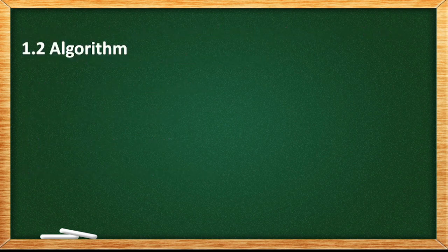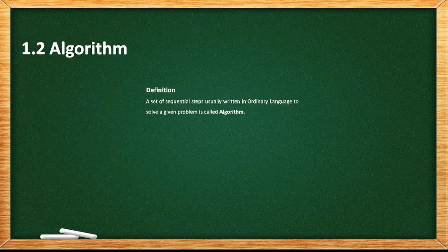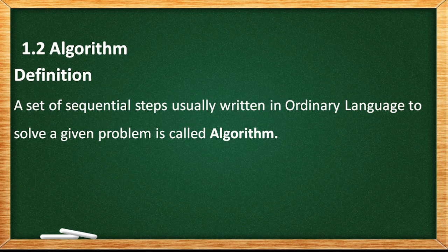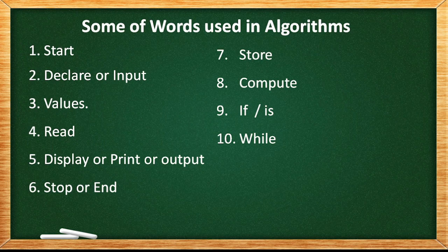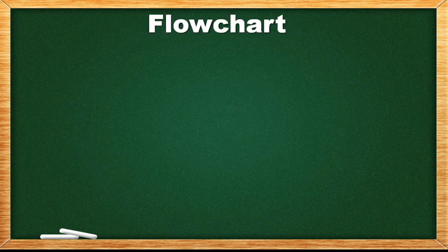So let us revisit the definition of an algorithm. A set of sequential steps, usually written in ordinary language, to solve a given problem is called an algorithm. Some of the words we use in an algorithm are start, declare, input value, read, display, stop, end, store, compute, if, while. Now let's go to the flowchart.